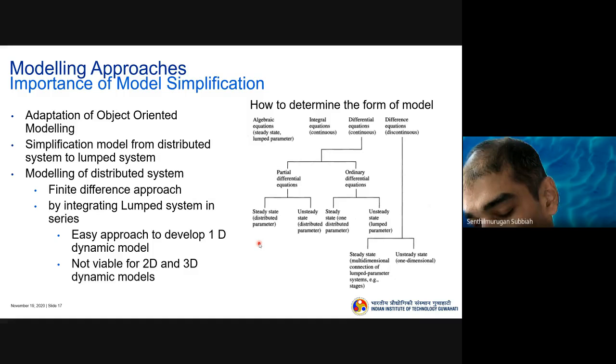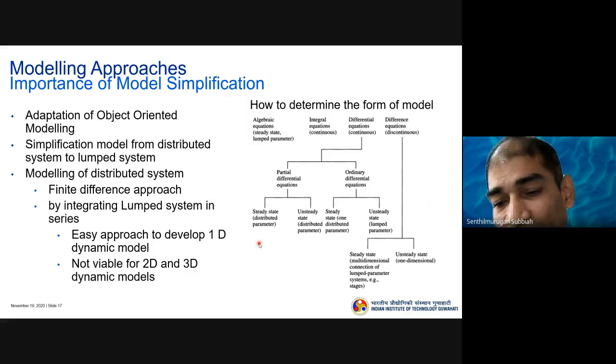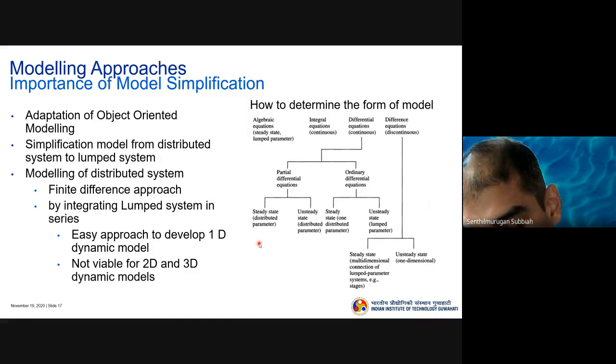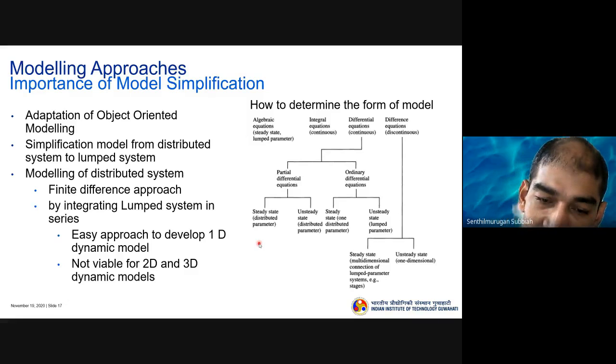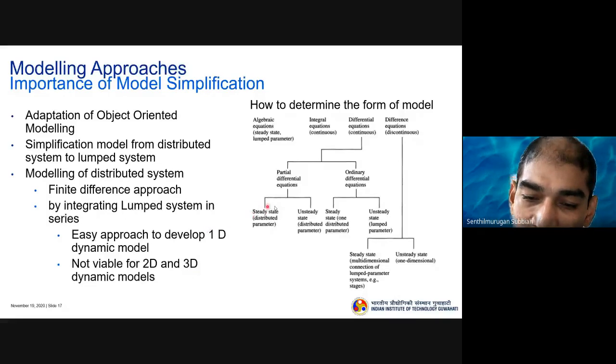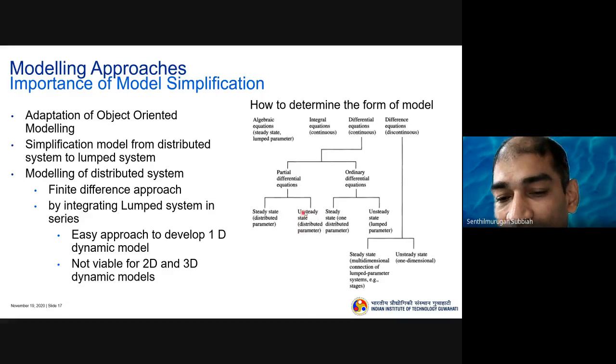We have multiple coordinates. So we say dy by dx, dy by dy, and dy by dz. So we can have x, y, z, all three axes. In case of cylindrical, we will have z, r, and then theta. Then we call it the distributed parameter model. And then the other one is the unsteady state, where we have a dy by dt also, and the other three coordinates also. This we call a partial differential equation.